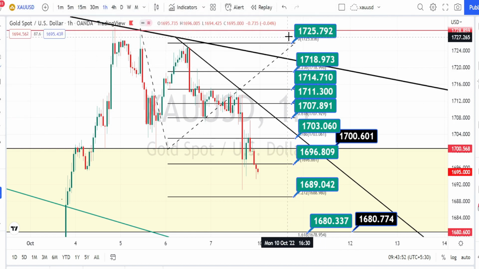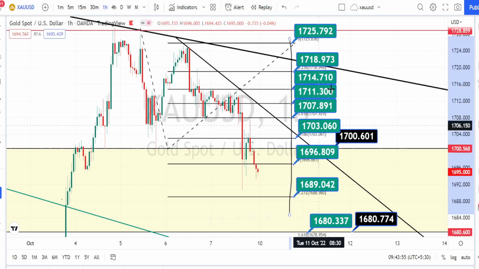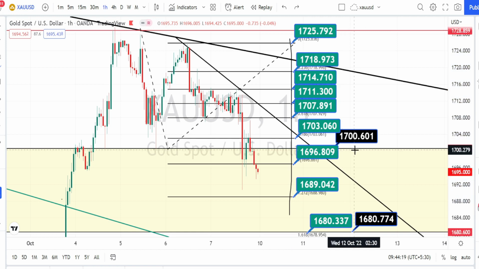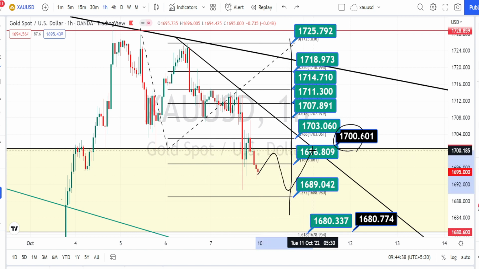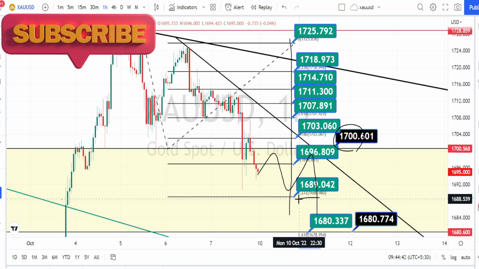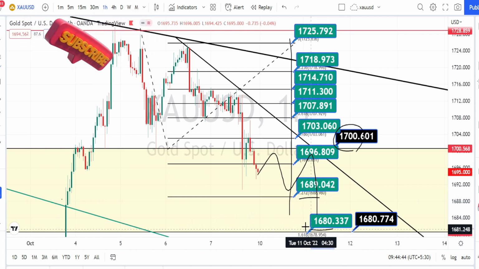So the values within these green color boxes are the resistance and support levels for current price action in the hourly time frame. Currently the price action is trading below the resistance level of 1700, and as long as the price action is trading below this resistance level, we can expect the bearish trend to continue. Next level of support is going to be around 1689 and 1680.